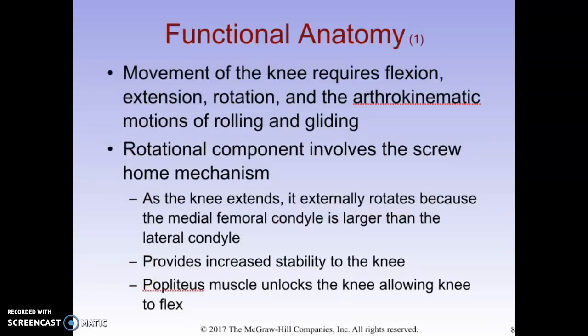Okay. I think that's all I want to get to in this one. In the next video, we'll talk about the rehab exercises.